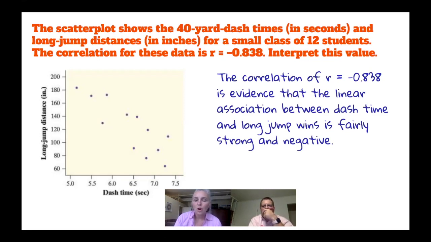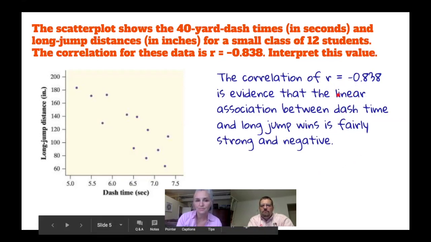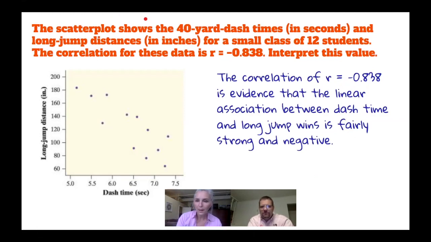Make sure that you aren't just putting association and that you're putting the word linear in there. R values only pertain to linear association, so that's a really important part of your description. And you must also have context. You can't just say negative association because then we don't know that you're even looking at the problem. You have a 50-50 shot.